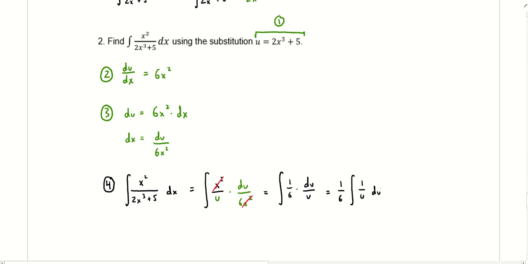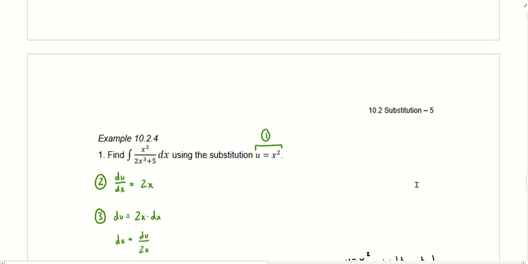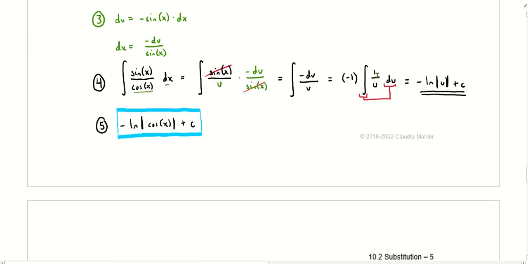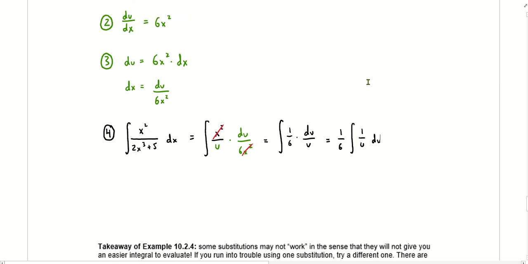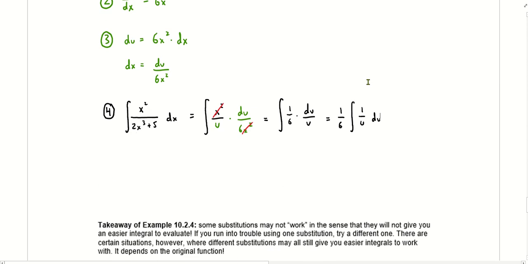So now this kind of looks like the one we did above, right? This one in the previous example, where the integrand is just 1 over u. So this looks a lot easier to solve. If I integrate this, I have the 1/6 there. The integral of 1 over u is going to be the natural log of the absolute value of u plus c.